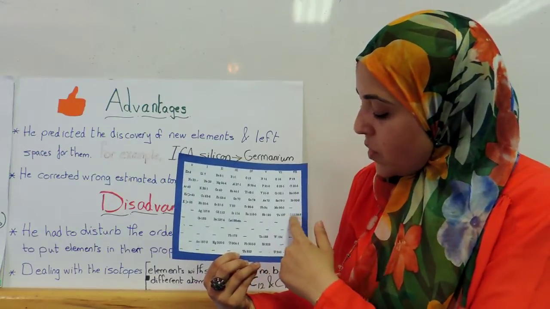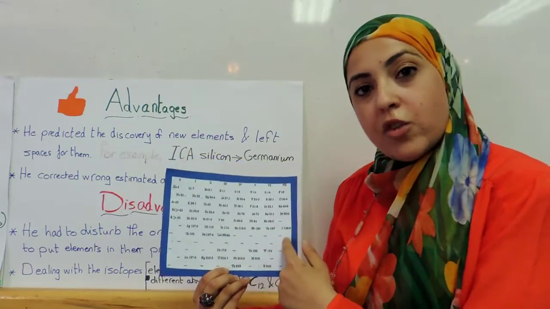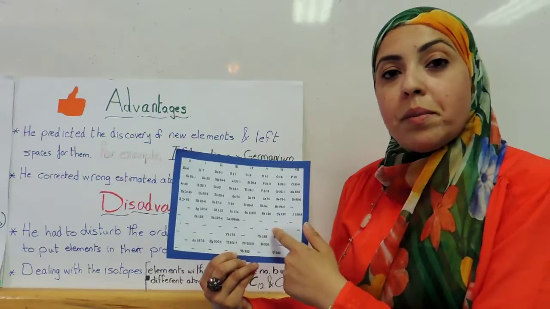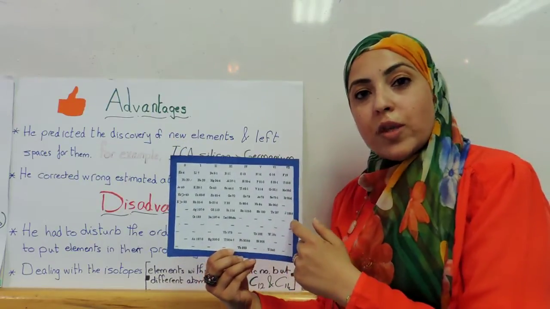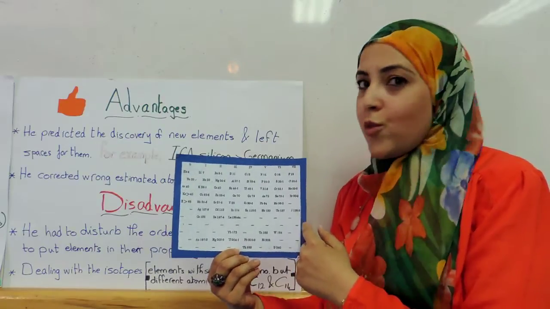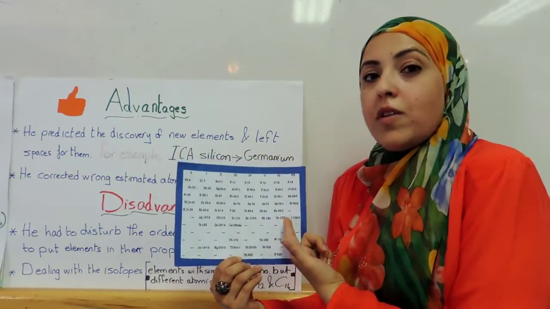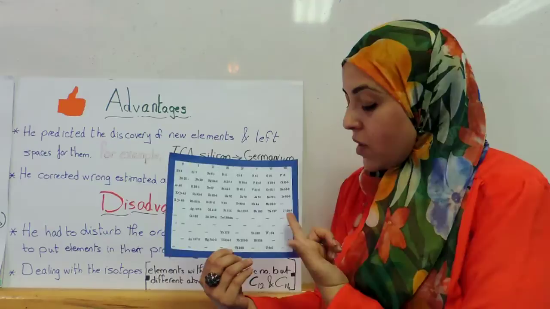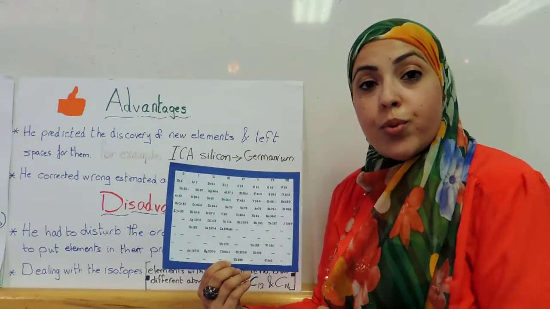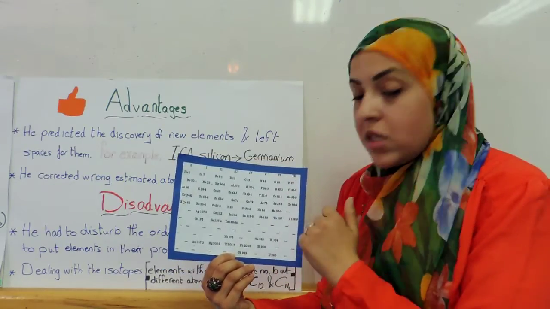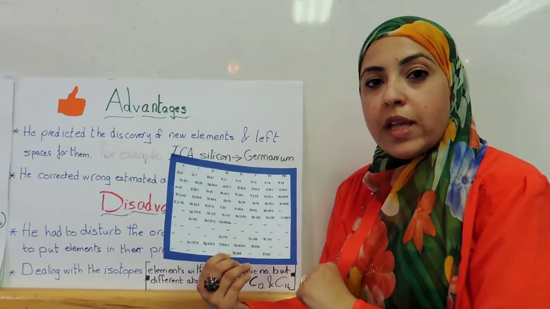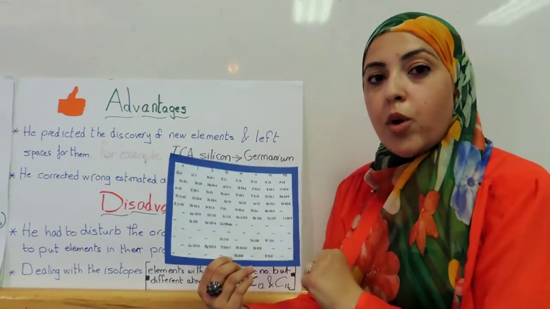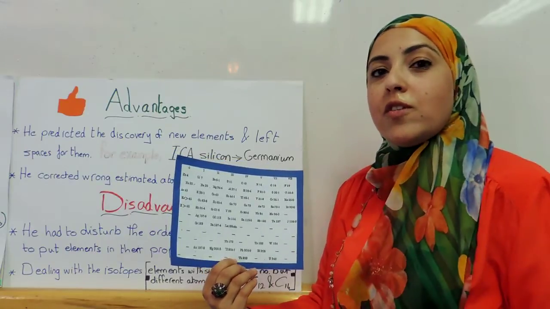You see these two elements right here, the tellurium and the iodine? Well, the tellurium atomic weight is 127. The iodine is 126.9. So which one should go first? Of course, the iodine. But when he did that, he discovered that the iodine is in the wrong group. Its properties are similar to these elements, not these. So he had to switch the order of elements in order to put them in their proper groups. And here goes the first disadvantage.